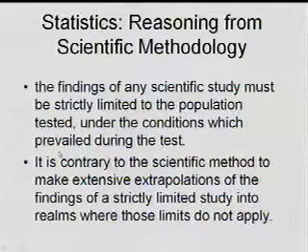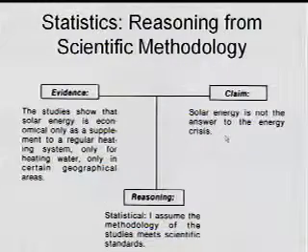So under the conditions which prevailed during the test, it is contrary to the scientific method, so therefore we have preclinical and clinical trials for drug testing to treat human diabetic patients. So it is contrary to the scientific method to make extensive extrapolations of the findings of a strictly limited study into realms where those do not apply. So we're all capable of thinking of examples there. Here's the one they gave.